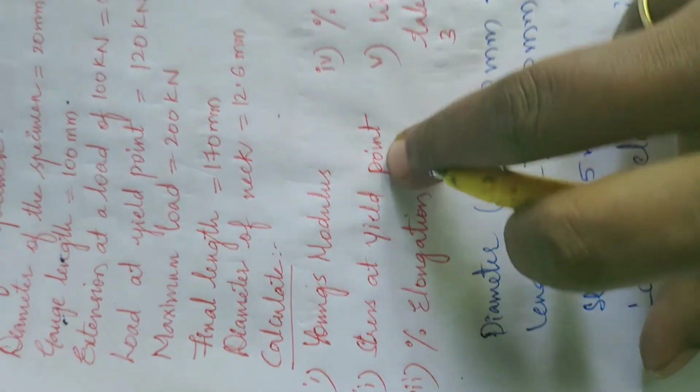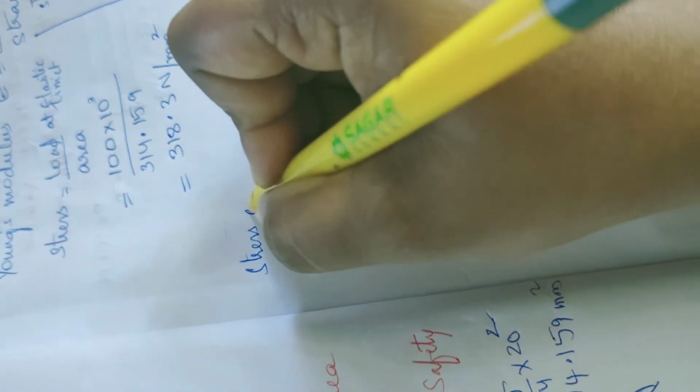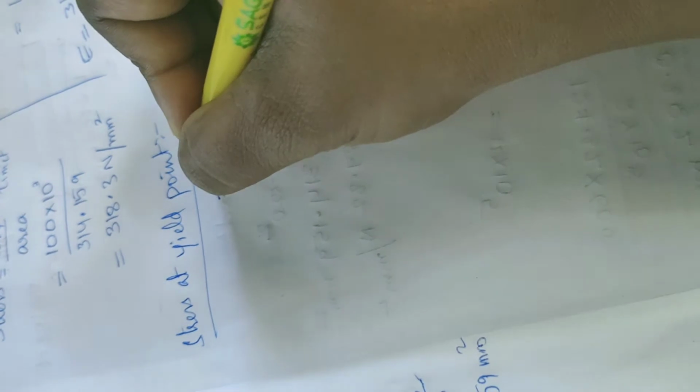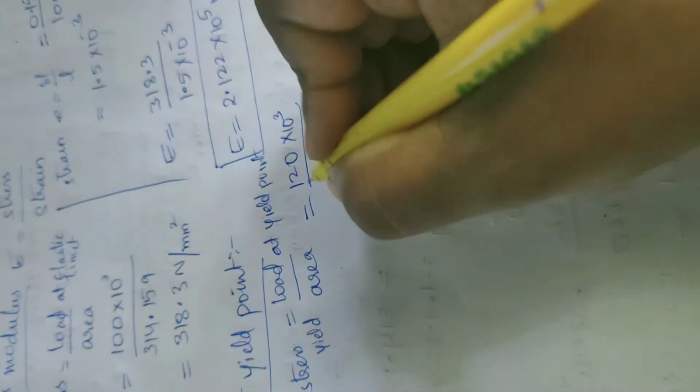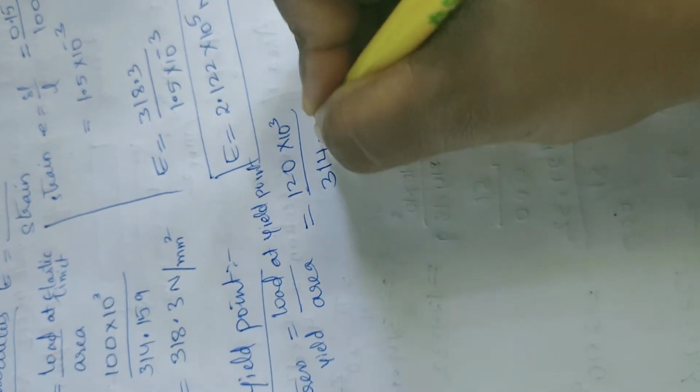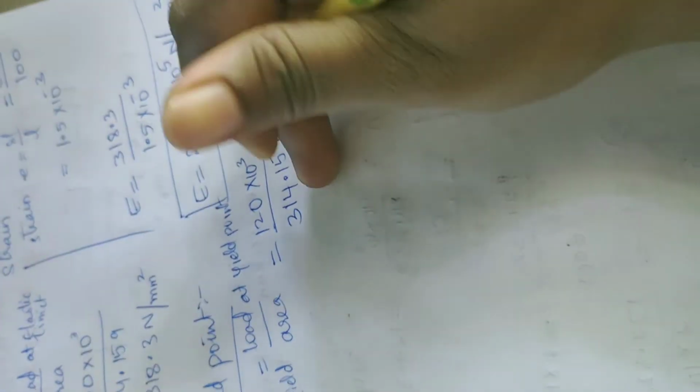Now the second task is stress at yield point. We all know the formula for stress is simply load by area. So stress at yield point means I have to take the load at yield point. Here it is already given in the question: 120 into 10 to the power of 3, 120 kilonewtons. Area is already known. At yield point also the workpiece is not going to break, so you have to consider the actual diameter only.